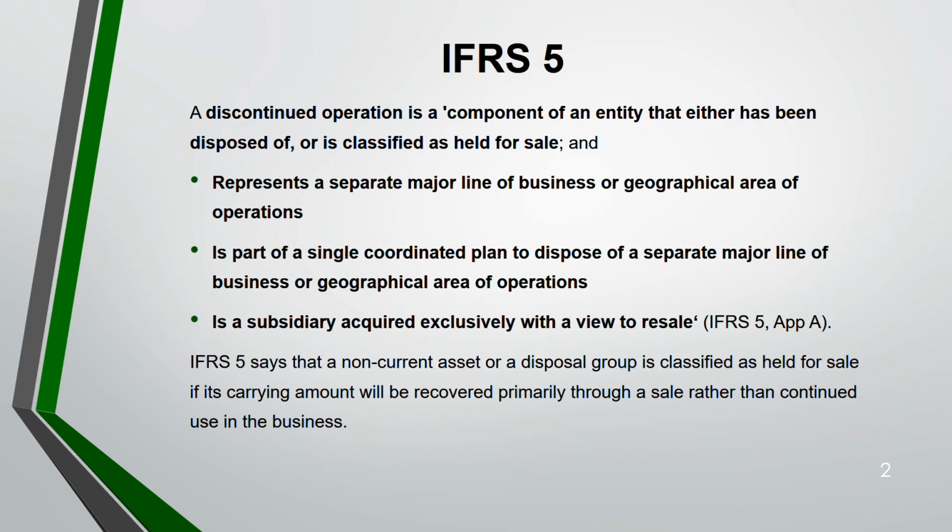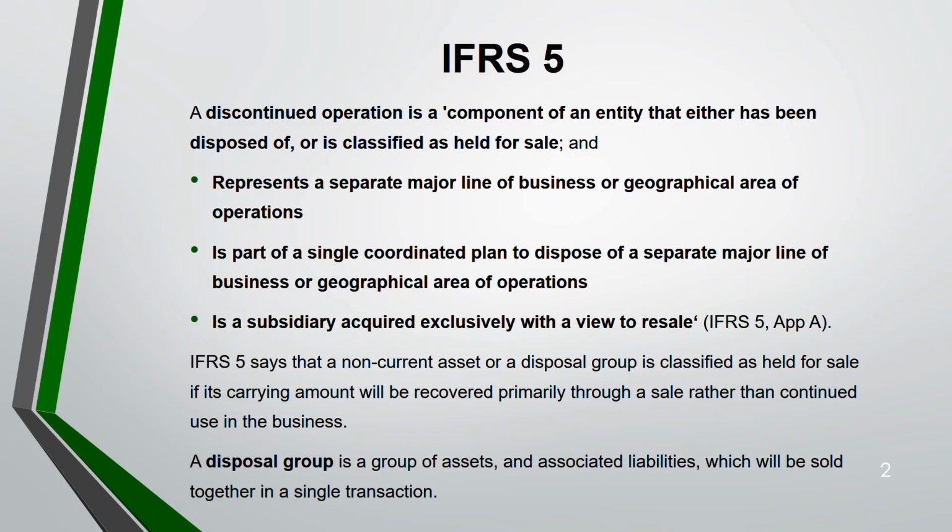IFRS 5 says that a non-current asset that is held for sale, you have to measure it using the rules of IFRS 5. Now, disposal group. What is a disposal group? See, either you are disposing of a non-current asset or you are disposing of a disposal group. Disposal group means it's a group of assets. With it, you have liabilities also, which you are going to sell together in a single transaction, not in installments.